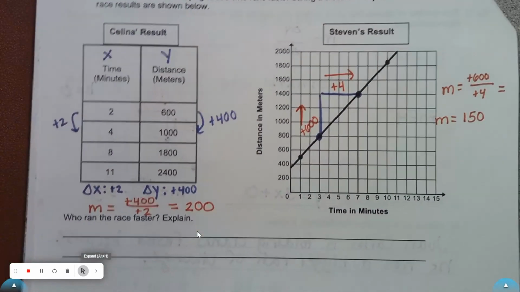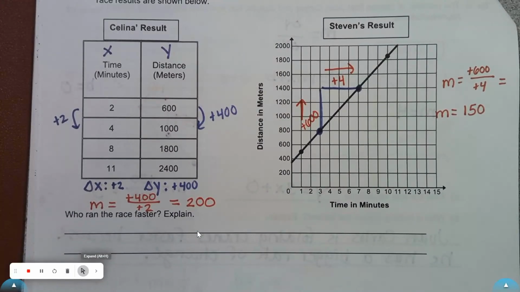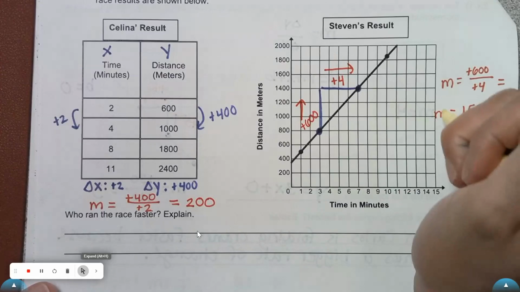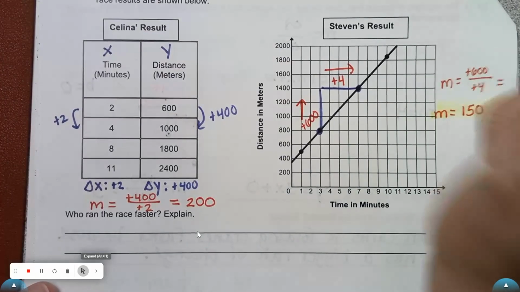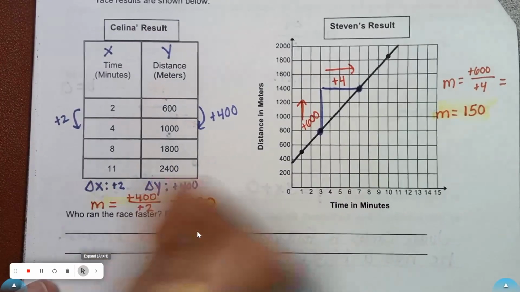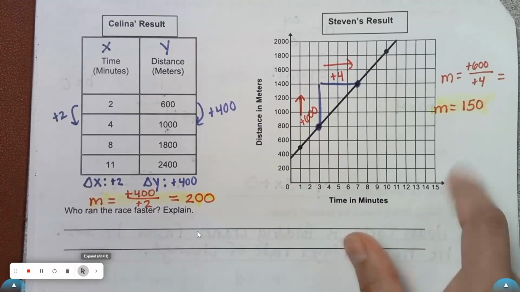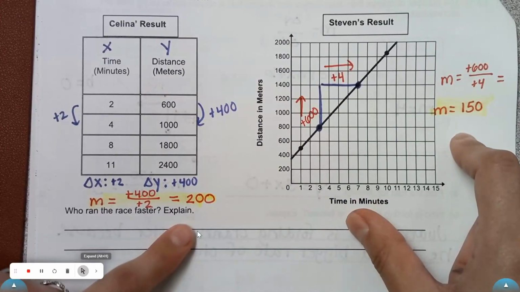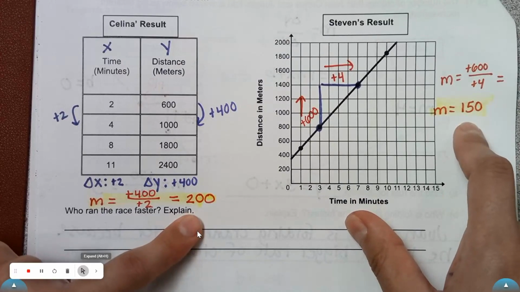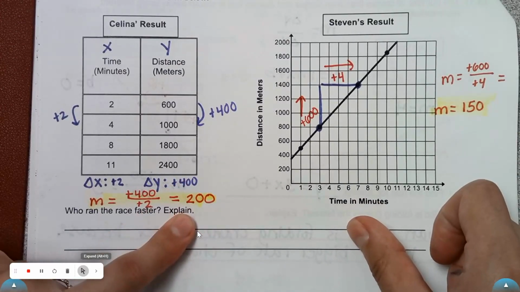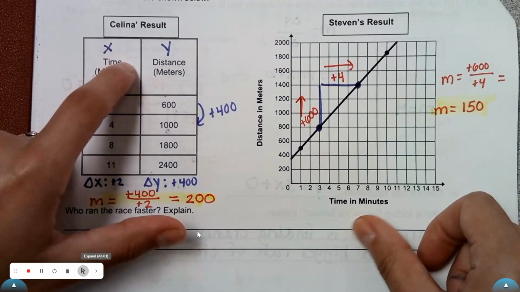Okay, it's asking me who ran faster. So I'm comparing the m's. So for Steven, he got 150. And for Selena, she got 200. Just like the first problem that we did, I'm comparing and seeing which one is bigger. The 200 is bigger, so that means Selena ran faster.